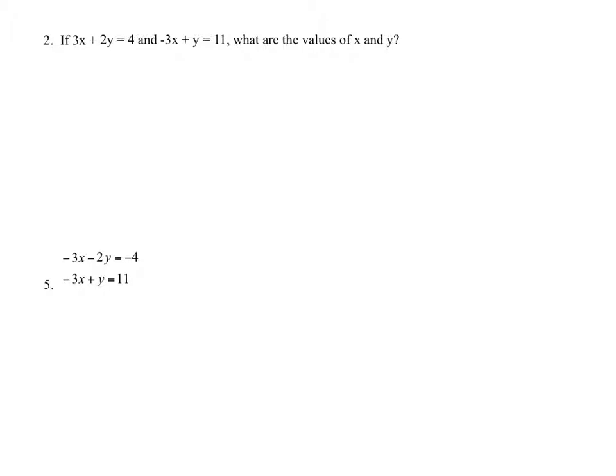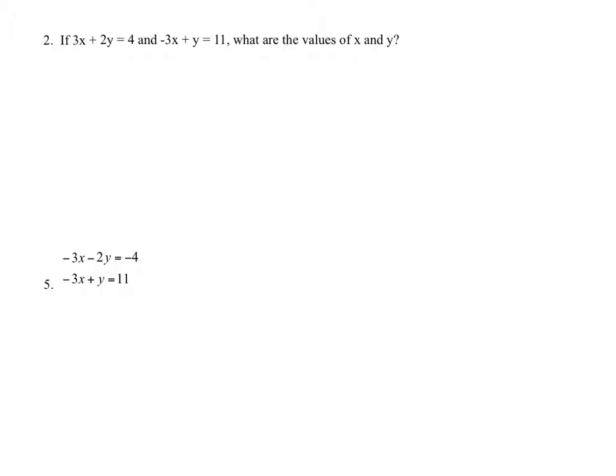Starting off with number 2, it says if 3x plus 2y equals 4 and negative 3x plus y equals 11, we got to find the values of x and y. This time it's not substitution because I have two equations. I noticed that neither of them are equal to the same thing. I also don't have x by itself or y by itself.